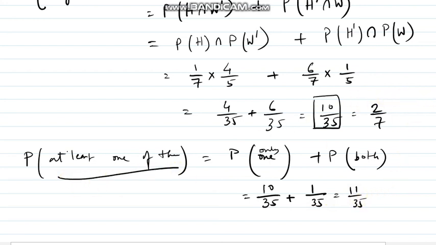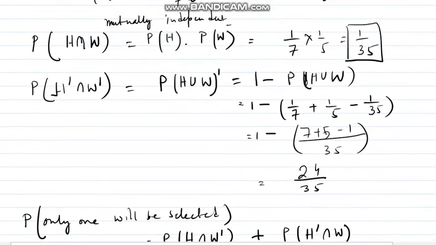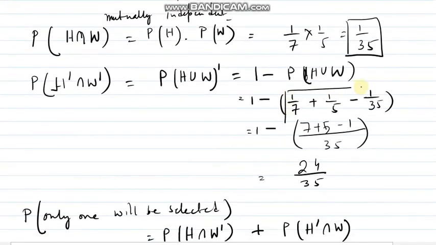Or at least one of them selected, also you can think about it like this. This case, this is at least one of them selected. So both the ways you can proceed for this sum.